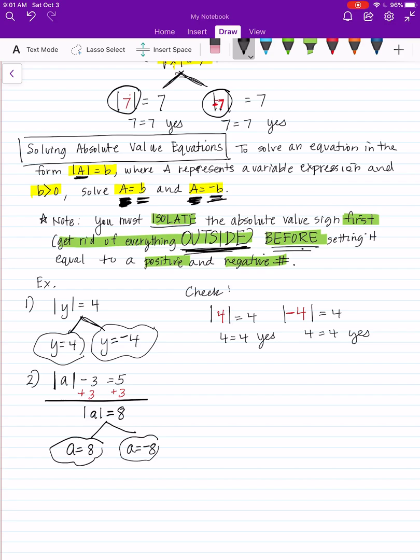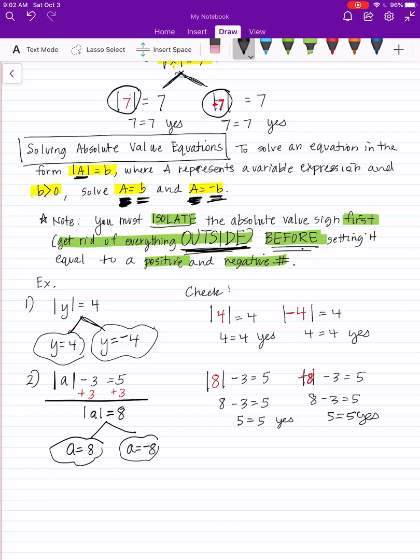Okay, so let's go ahead and do our check step just like before. So I have the absolute value of a minus 3 equals 5, and I'm going to plug in 8, and I'm going to plug in negative 8, because those were my answers that I came up with. So absolute value of 8 is 8. 8 minus 3 is 5. 5 equals 5. Yep, it checks out. Negative 8, take the absolute value, which would be 8. 8 minus 3 equals 5. 5 equals 5, and yes, it checks out.